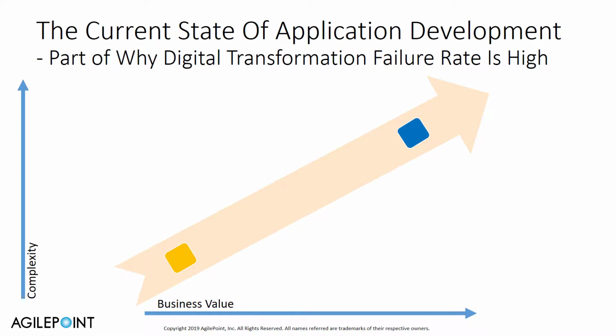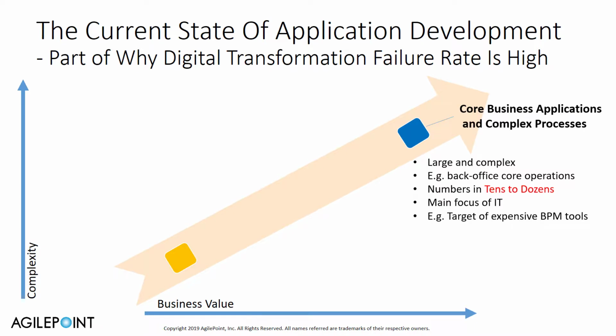So first, let's take a look at the state of application development across most organizations. On the one hand, we have the focus of most IT departments, the complex back-office processes. These tend to have strategic value and align with core KPIs of an organization, but because they are complex, they tend to be fewer in number, often in the single digits or dozens at most, and are the target for many of the legacy and costly BPM solutions, and often exhibit a fairly minimal return on investment.